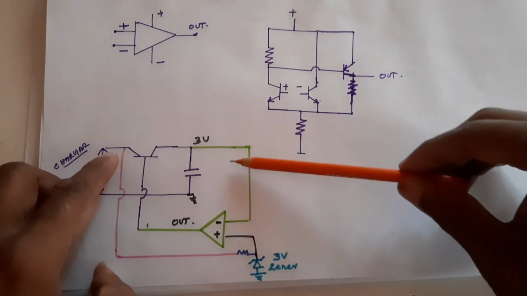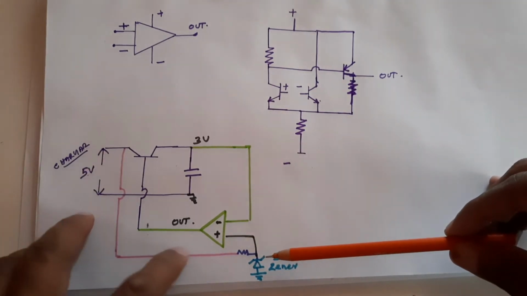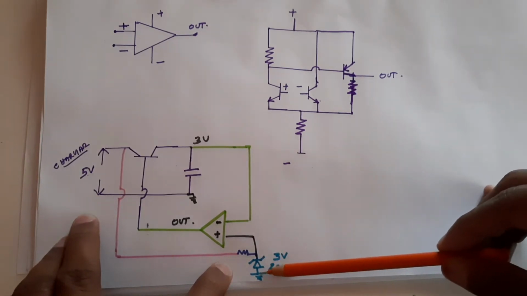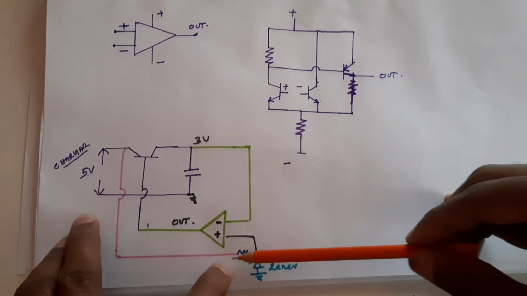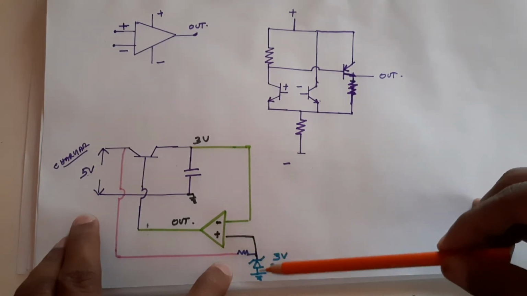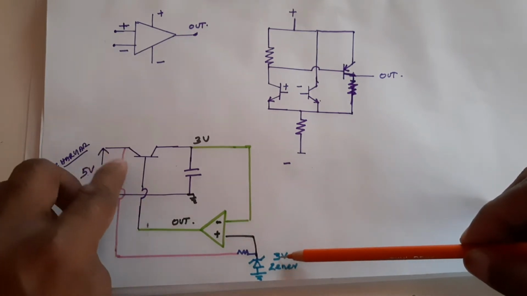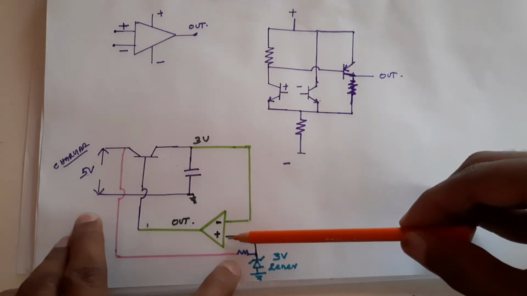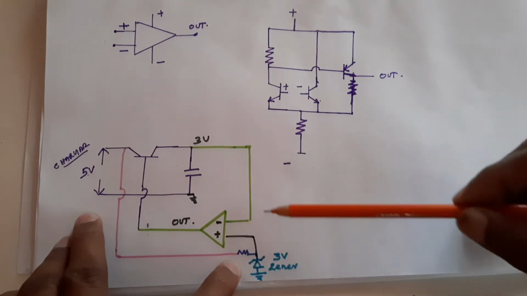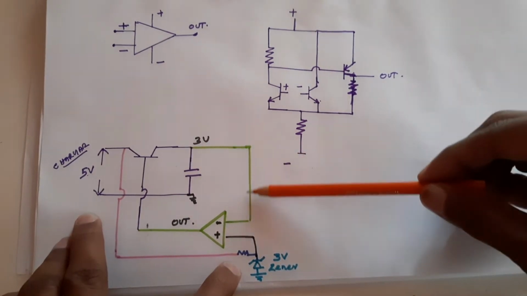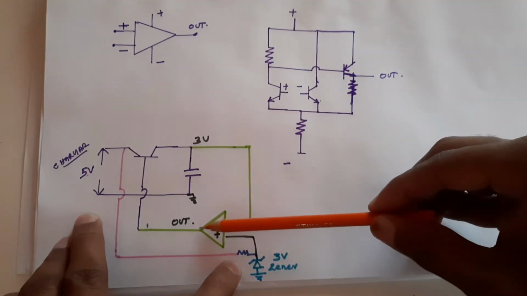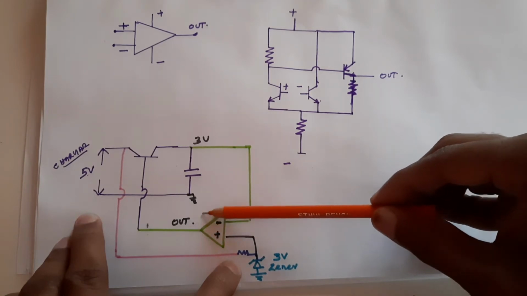For comparing this voltage, we have to give a reference. Here the reference voltage is 3 volts. For that we are giving a Zener diode of 3 volts. From the supply we connect a Zener diode. So the voltage at the non-inverting input will be 3 volts. Whenever the voltage at the inverting input reaches 3 volts, the output goes to 0.